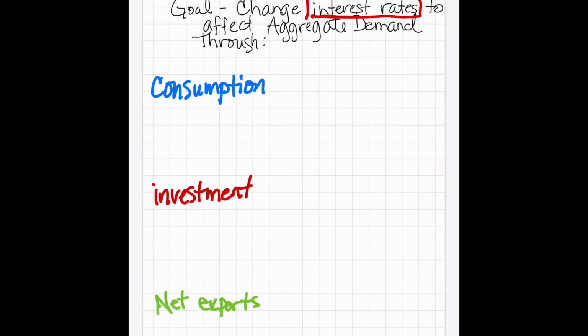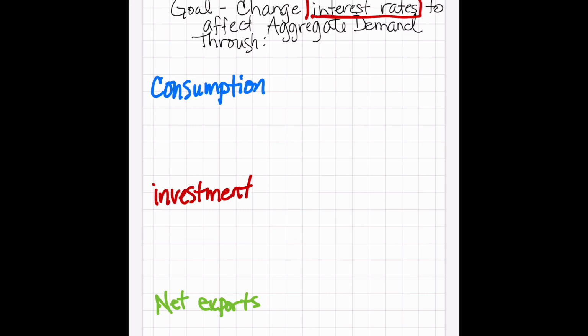To understand how monetary policy affects the economy, you have to know that the goal is to affect the interest rates. And those interest rates specifically target 3 areas of aggregate demand. And the idea here is to get a change in behavior in consumption, investment, or net exports.